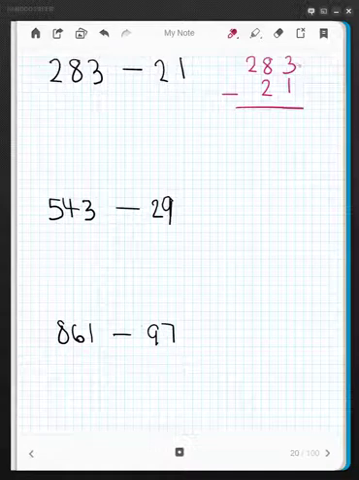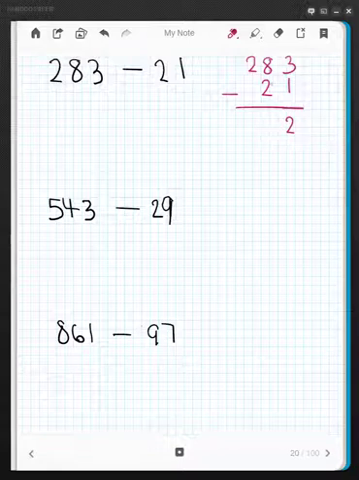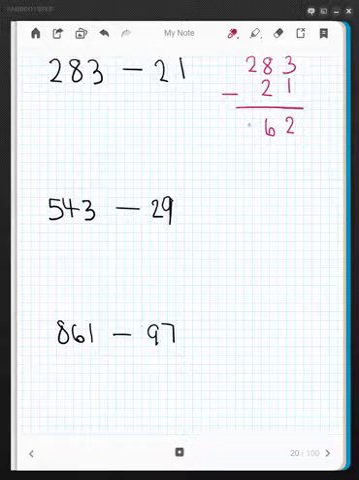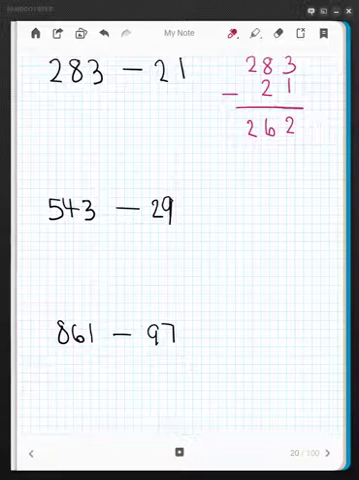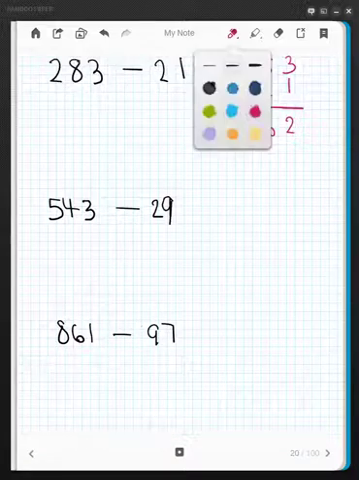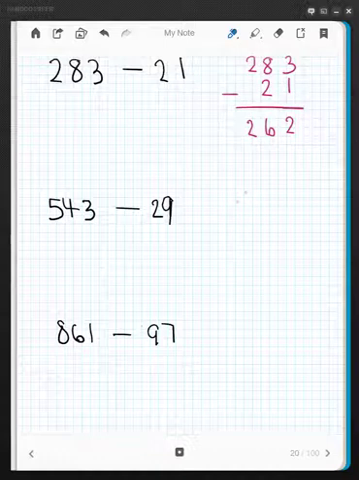So I'm going to do the ones. I have 3 ones and I'm subtracting 1. Now I have 2 ones. I have 8 tens and I'm going to subtract 2 tens. Now I have 6 tens. I have 2 hundreds minus 0 hundreds. Now I have 2 hundreds. And now I have 262. Let's move on to the next problem.